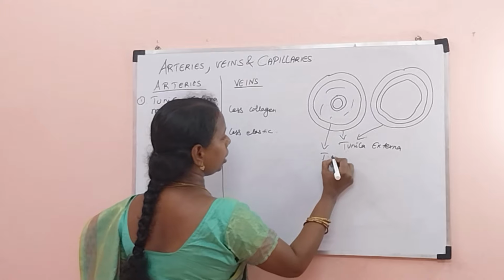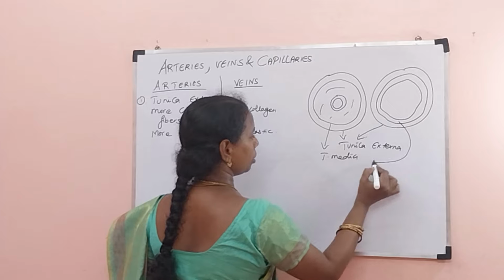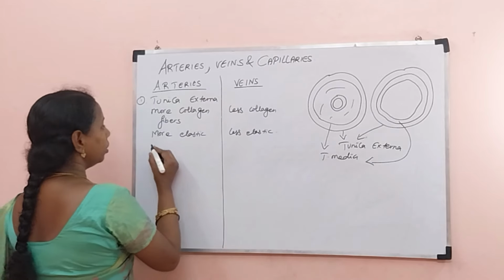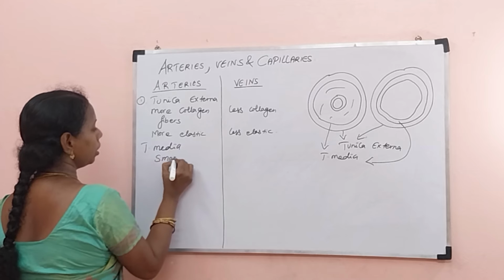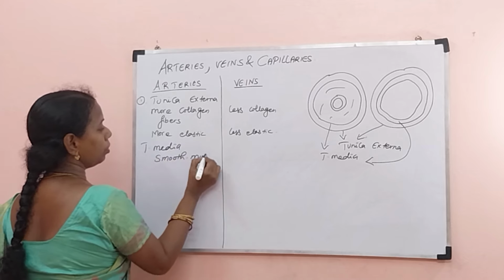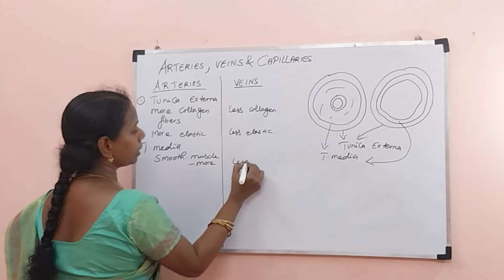Now, if you see the middle layer, which is tunica media. Tunica media is smooth muscle. You can find it in veins also, of course. Tunica media is made of smooth muscle. Here in arteries you can find more, and here in veins we find less muscle.